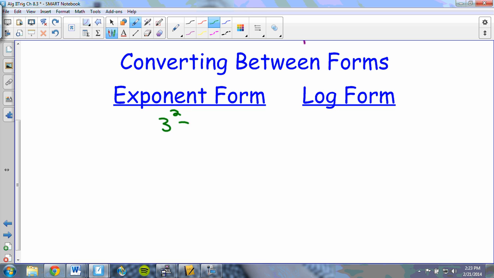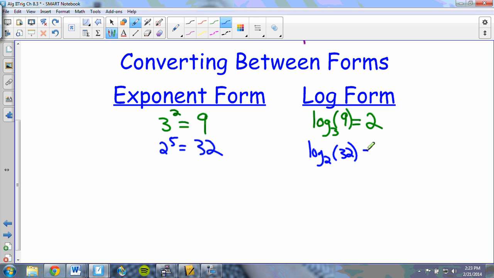If 3 to the second is 9, that's the exponential form. The logarithmic form is log base 3 of 9 is 2. I'm going to put these in parentheses. Your book doesn't, but I do. If 2 to the 5th is 32, log base 2 of 32 is 5.